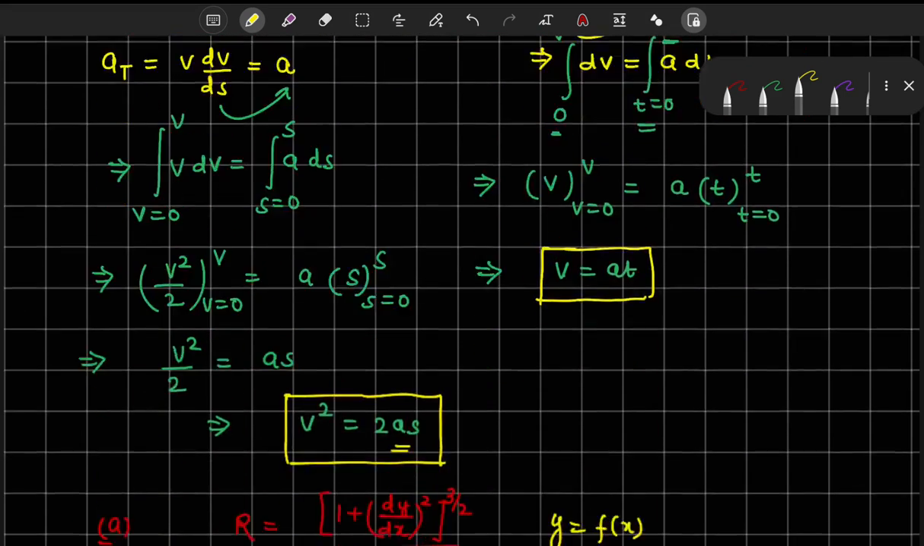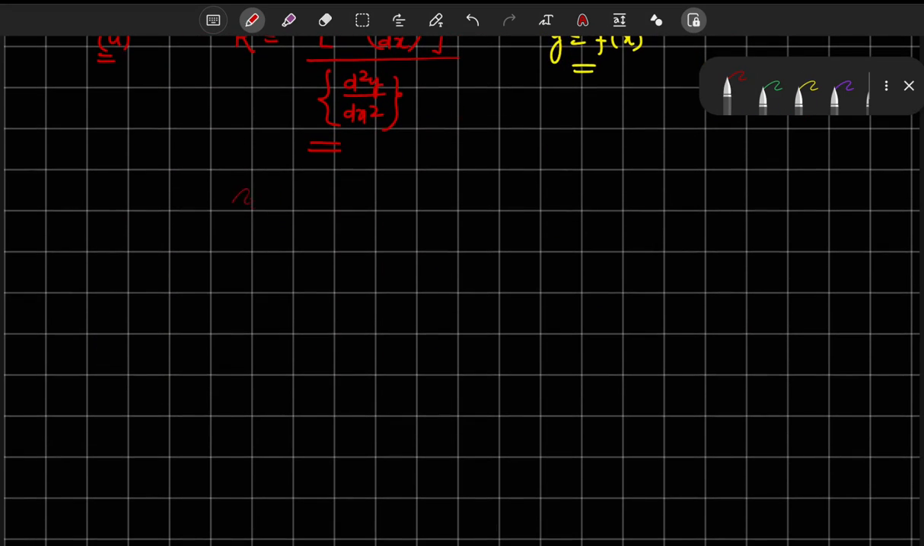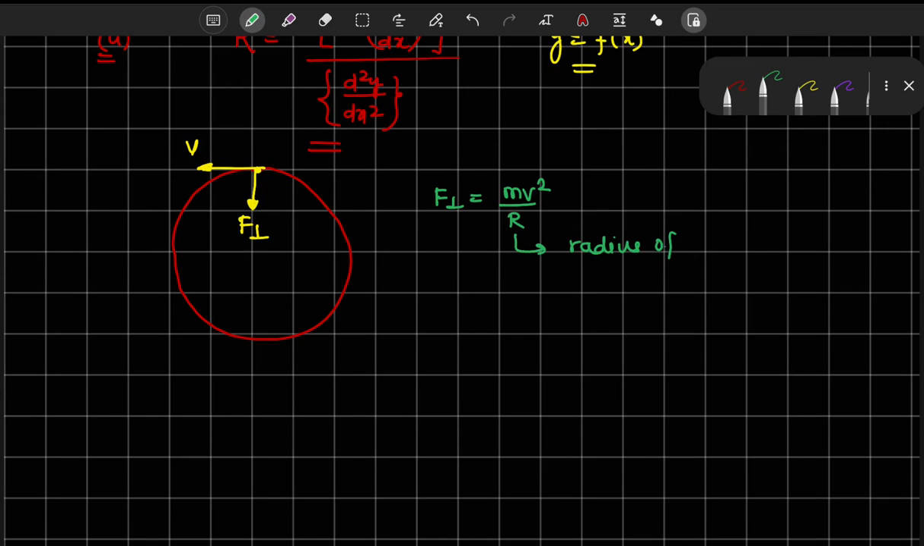For example, let us say the point is moving in a circular path, and at that particular point the force is acting towards the center, and let us denote it as f perpendicular, and the velocity is in the tangential direction. So we can write f perpendicular is equal to mv square by r, where r is the radius of curvature.